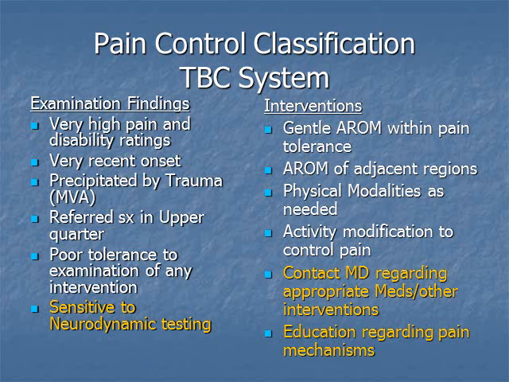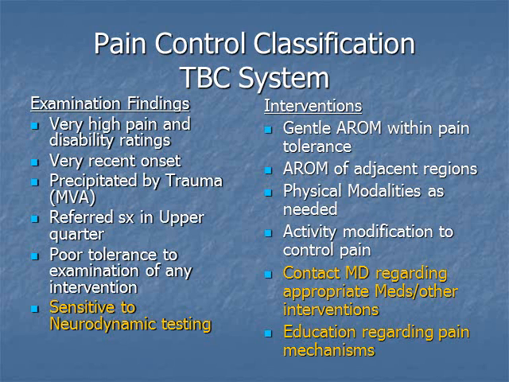Pain control classification. This is essentially that patient who comes in and they just hurt, period. Oftentimes their examination is such that you can't really do much with them because their pain and disability levels are so high. And so how do we get this person to move forward, hopefully into other classifications? Oftentimes it's very recent onset. Usually this is the acute whiplash patient. They may have symptoms referred into the upper quarter, sometimes even into the lower quarter.